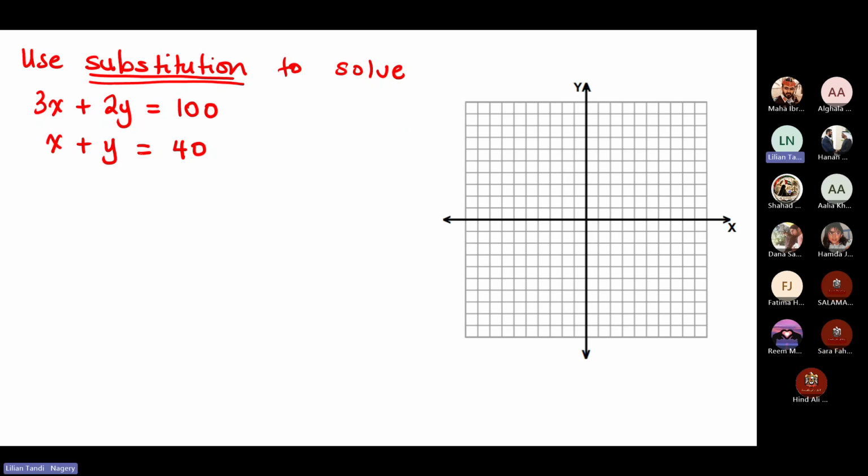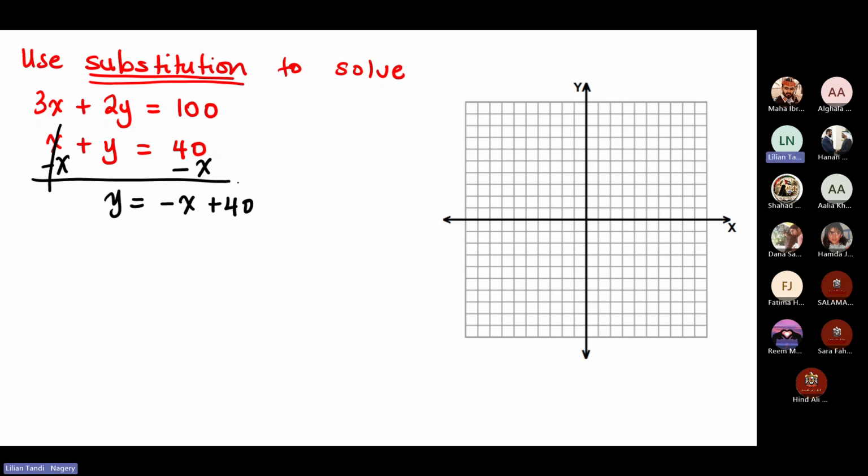If you want the second one to start with y, who should you move? X. How will you move the x? Minus x, minus x. What is our new equation? Y equals, negative x plus 40. Yes.